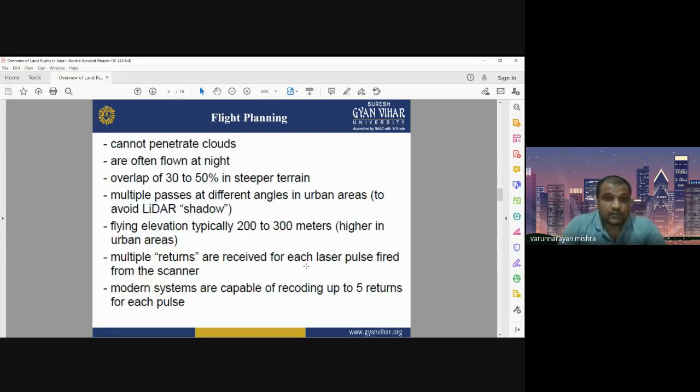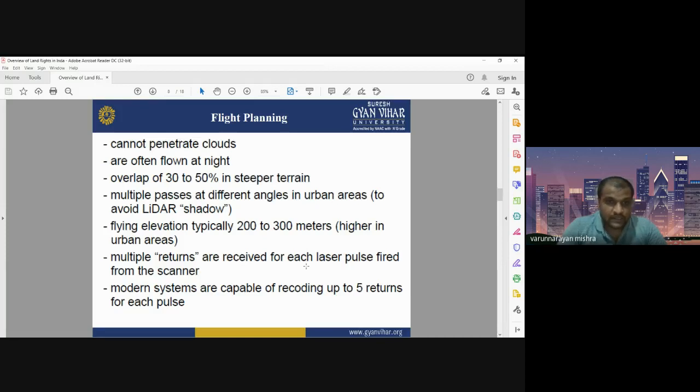The flight planning is also important. When we are going to start lidar mapping, when we are going to start scanning our area, we should have cloud free weather, because lidar cannot penetrate through the clouds. So before planning any lidar survey, we first should check the weather condition. The first requirement is that there should be cloud free weather.